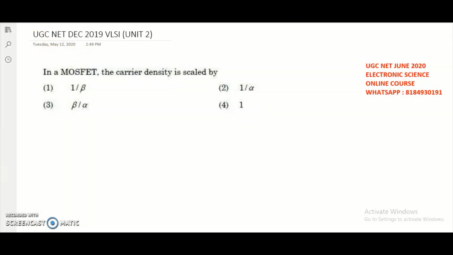Hi, my name is Ashwani Kumar, and in this video, we are going to see the December 2019 UGC Net questions on the second unit, that is VLSI or IC fabrications. Coming to the first question: in a MOSFET, the carrier density is scaled by which of the options?